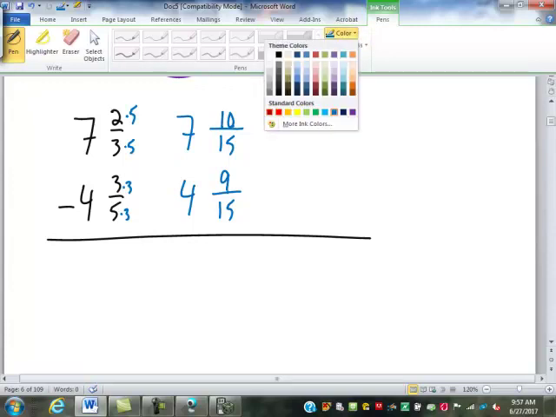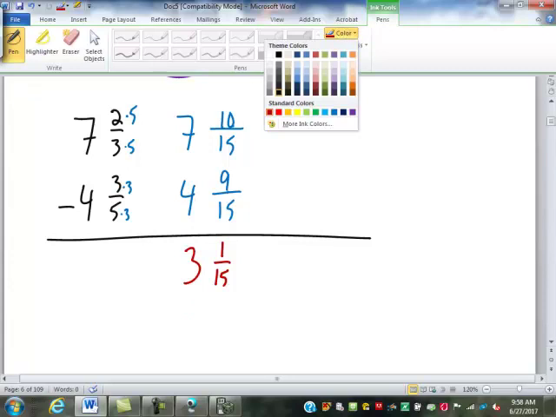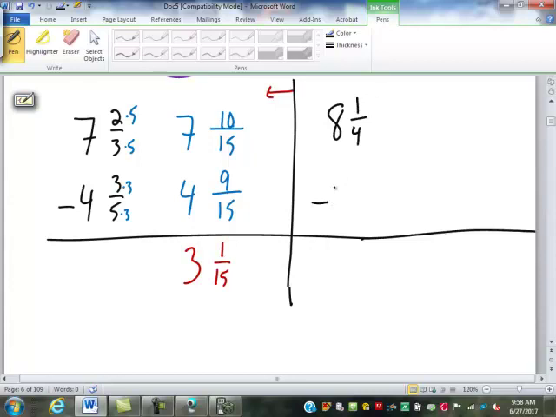So now when we subtract, again we start at the right and we work back to the left. We do the last digit first. So 10/15 minus 9/15 is 1/15. Very good. 7 minus 4 is 3. Well, that's not so bad. But of course, you guys probably know me well enough by now to know it gets worse. We can run into something like 1 1/4 minus 2 5/6.